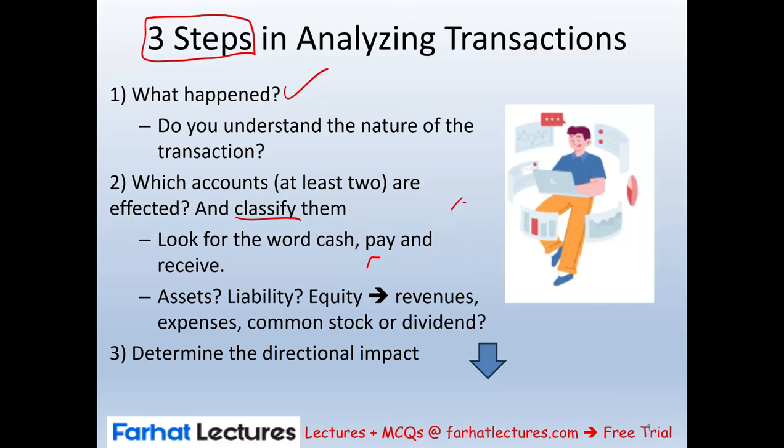Then you determine the directional impact. Did the account go down? Did the account go up? Because you identified two accounts, what happened to these two accounts? Maybe both of them went down. Maybe both of them went up. Maybe one went up, one went down. This is the direction. Now, the best way to illustrate these steps is to start to analyze actual transactions.